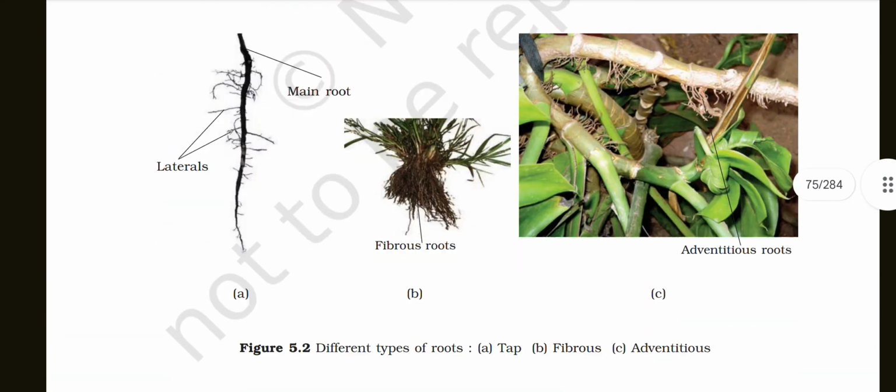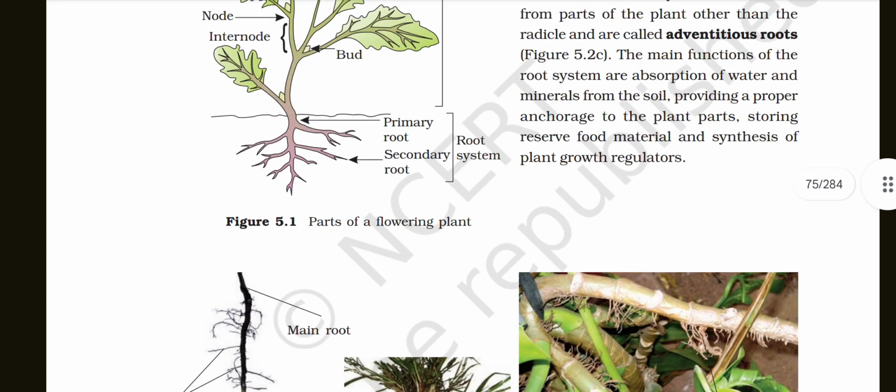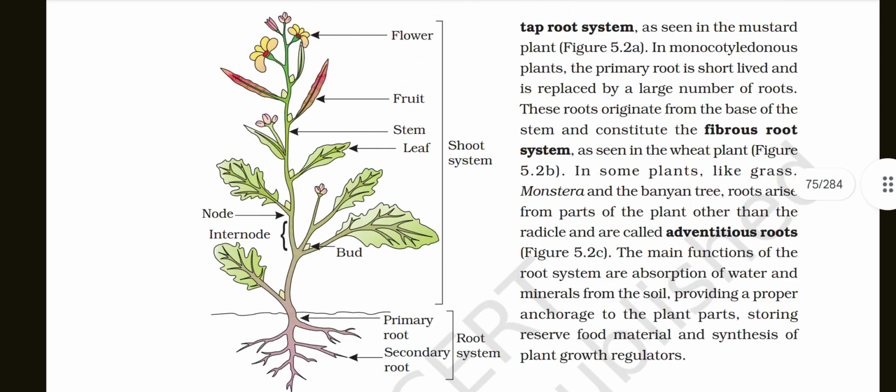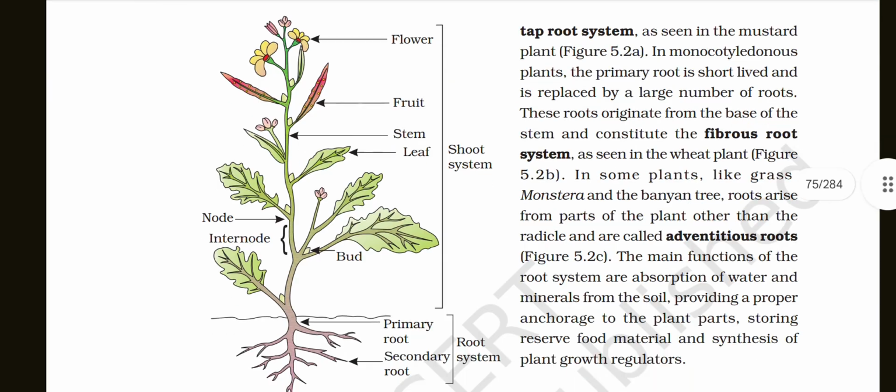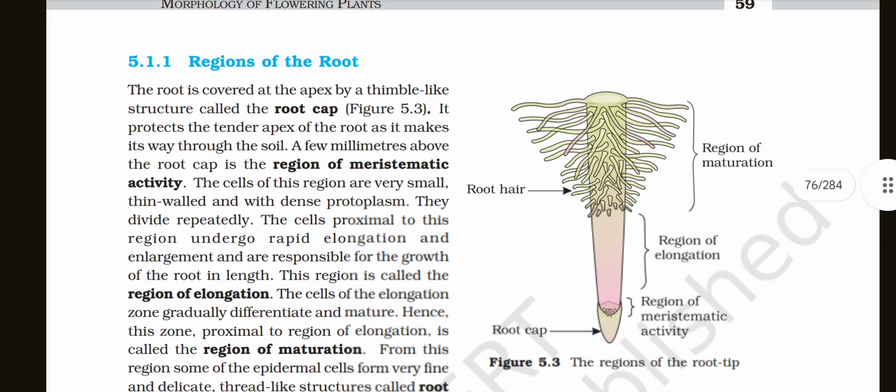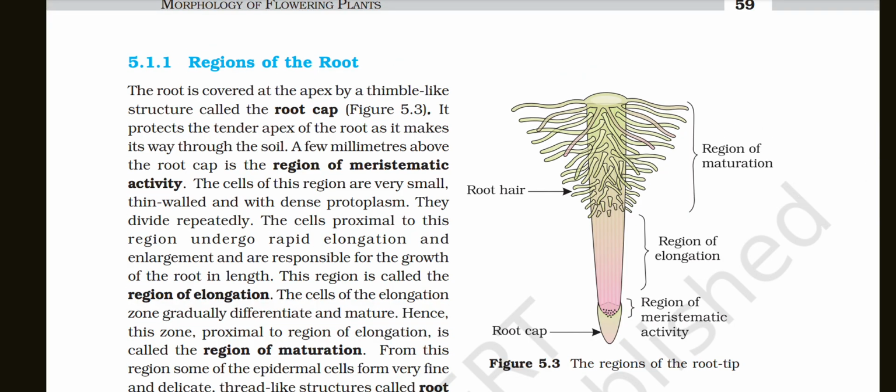Fibrous roots, adventitious roots, shoot system, root system, regions of the root system.